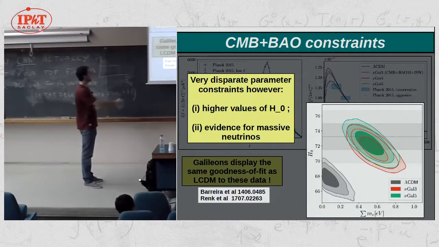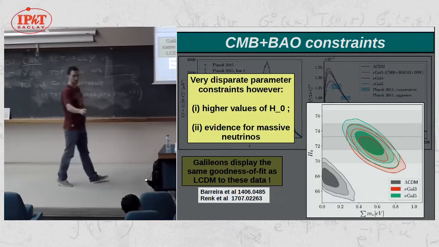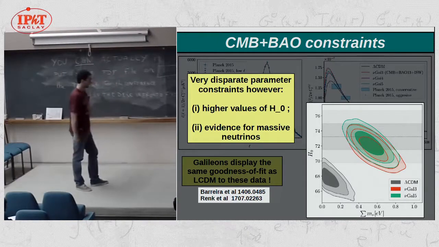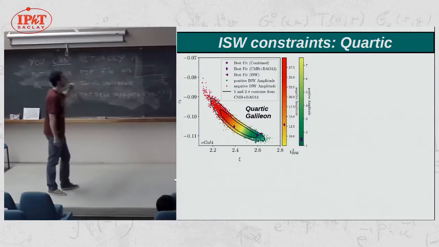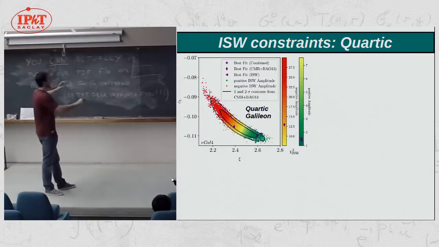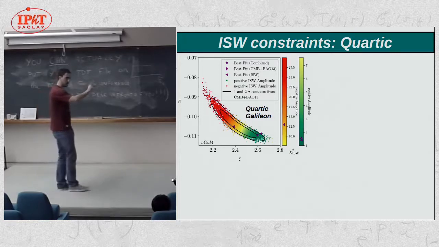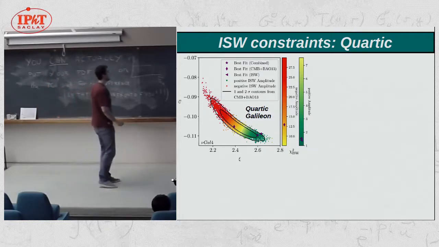So this part of our analysis is basically a confirmation of the results from a paper by myself and Baojiu from three years ago. This is where the new parts begin. We focus now on the ISW. This slide is going to be a little bit busy by the end of it, so I'm going to go slowly. This is for the quartic Galileon. The next slide, for the quintic, is going to have pretty much the same structure. This shows constraints on c3 and the xi parameter.